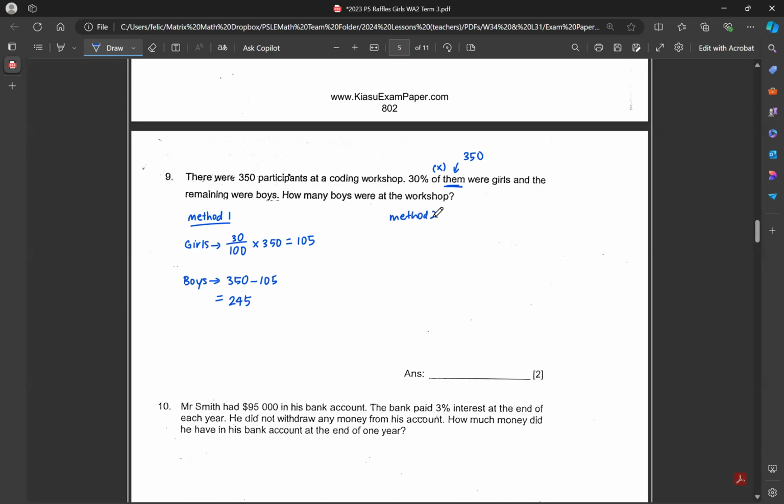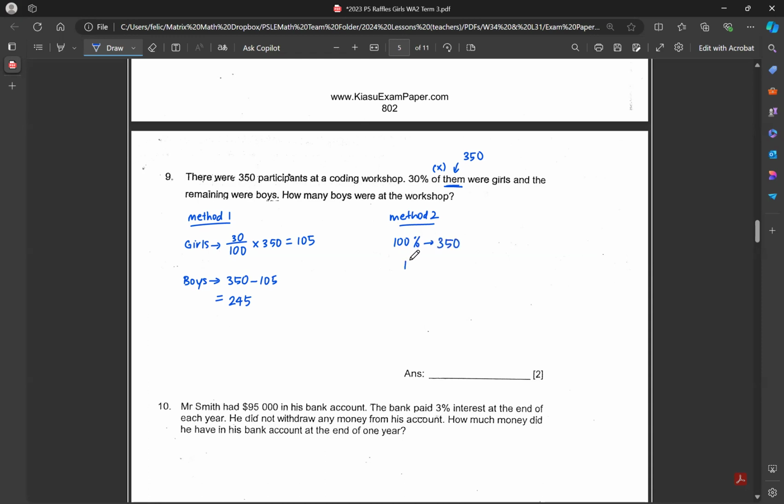Now method 2 is this. Method 2 is the unitary way. So unitary way means you first identify how many percent is the 350. This is the total participants. That means this 350 is your 100%. Treat that as your 100%.